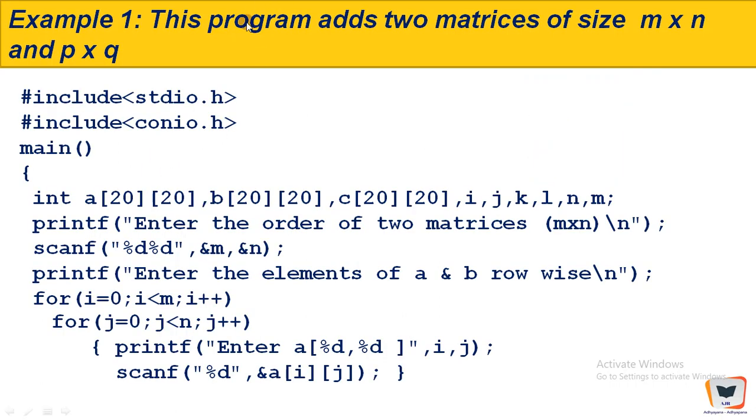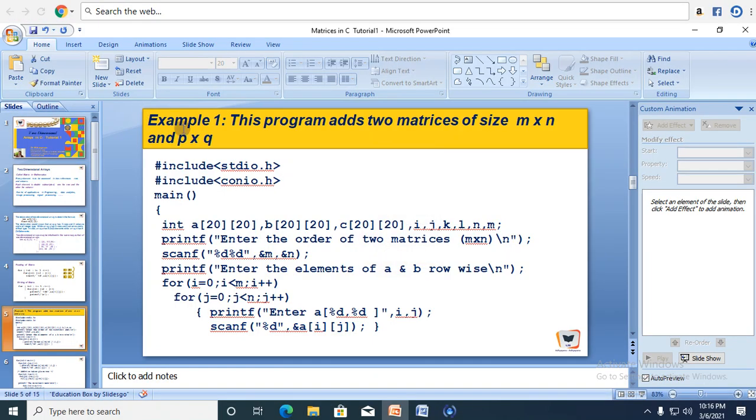We will go through examples in order to reinforce our understanding of these matrices or 2-dimensional arrays. We can use matrices or 2-dimensional arrays interchangeably, therefore there is no problem. This program adds 2 matrices of size m into n and p into q. Actually, we have taken only m into n. Anyway, I will just delete this. Size m into n.